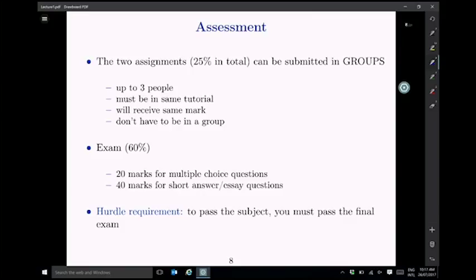Exam is 60% towards final assessment. The style of exam will be given to you before the final exam. Like, we'll give you some sample past finals. You see exactly what the final exam looks like. 20 marks go to multiple choice questions, and 40 marks go to essay questions.